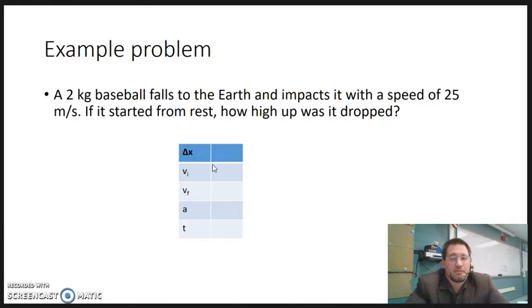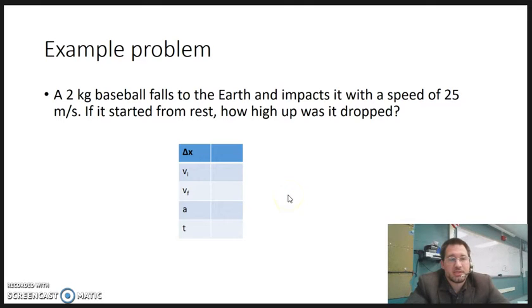So first thing, here's our example problem. A 2-kilogram baseball falls to the earth and impacts it with a speed of 25 meters per second. If it started from rest, how high up was it dropped? So let's run through some of the more important parts of this. We have our little handy dandy chart that you can see here. This is how we organize our data.